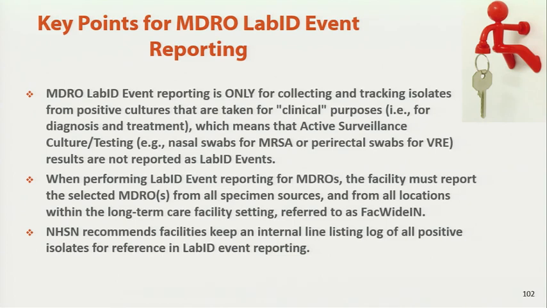And then NHSN recommends facilities keep an internal line listing of all positive isolates, because the calculations in NHSN, the business rules, are the same when it comes to looking at your categorizations based on the most recent LabID event, and the NHSN application does not know about the other positive lab tests. So it's important that you know about those so that you're not entering information incorrectly and getting penalized for that.